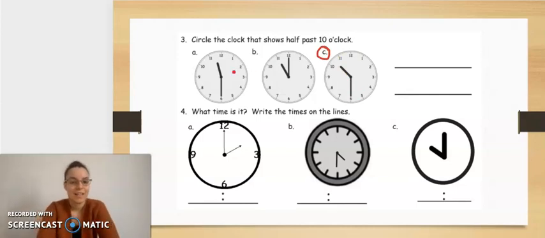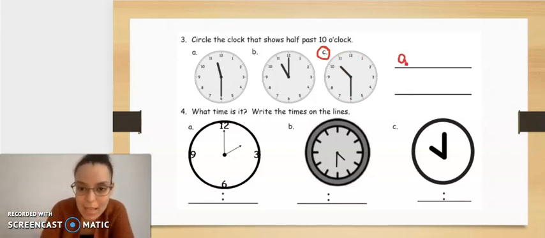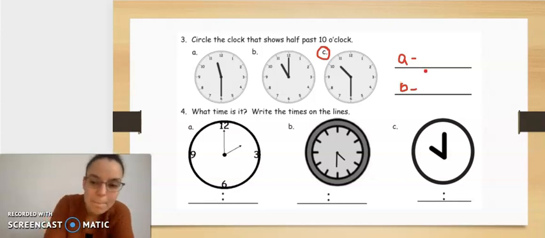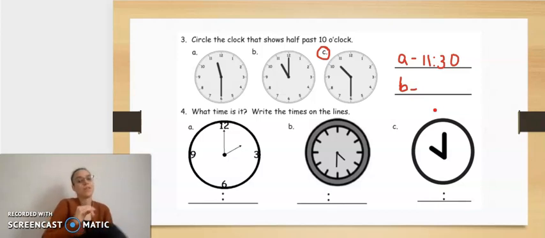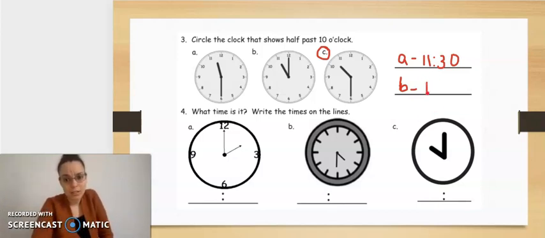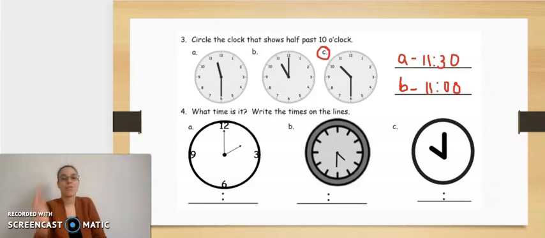C. Now I need to write the times of A and B. What time does clock A say? Yeah, if you said 11:30, you got it. Now, what time does clock B say? Oh, I heard a lot of people say 11 o'clock. Yep, so right. And we were not looking for 11:30 or 11 o'clock. We were looking for 10:30.